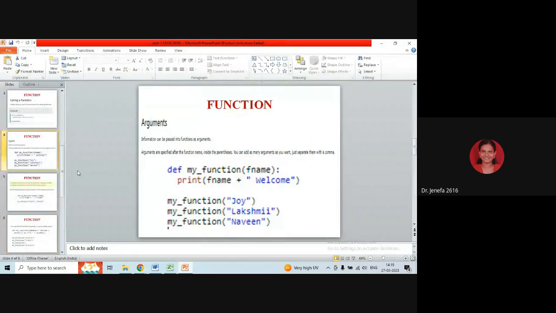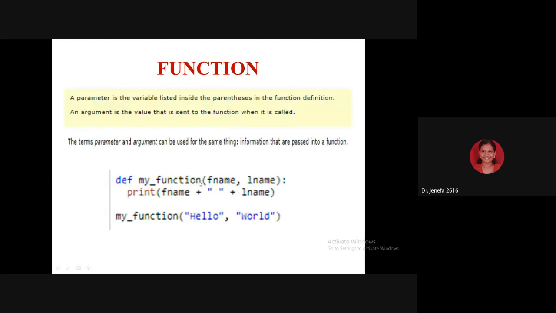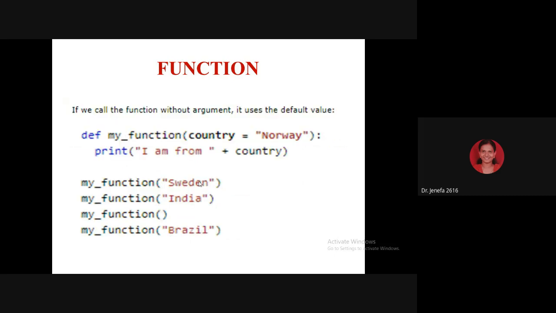Fine. So this is how we pass values from function call into function definition. This is also another example for passing values from function call into function definition. Now we are going to see the new concept, default argument. In this slide, we are going to discuss default argument.